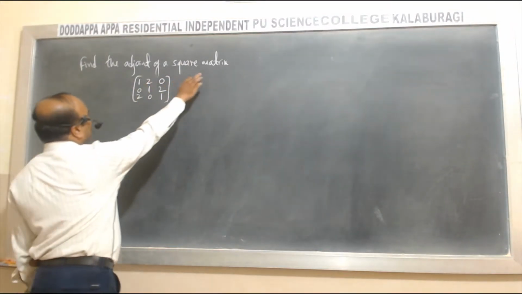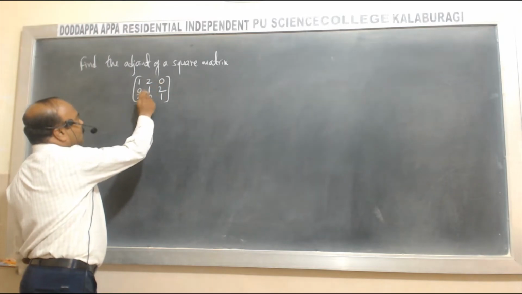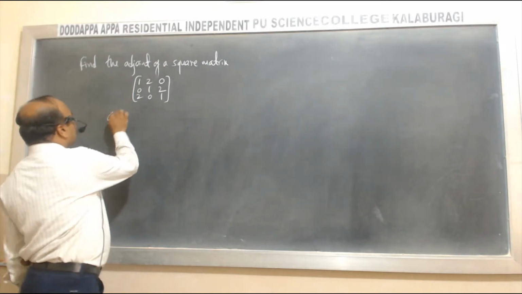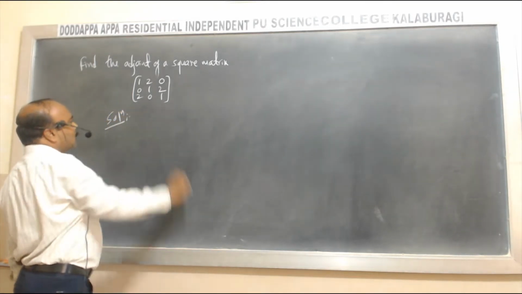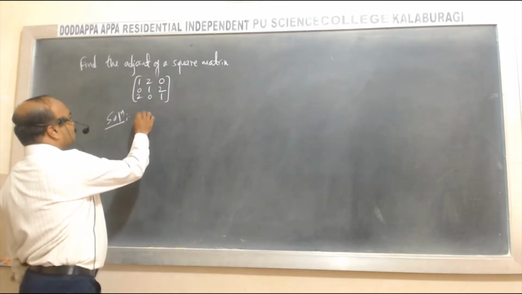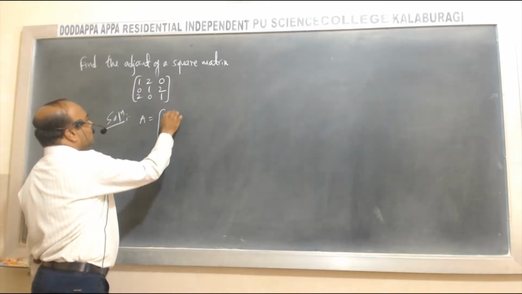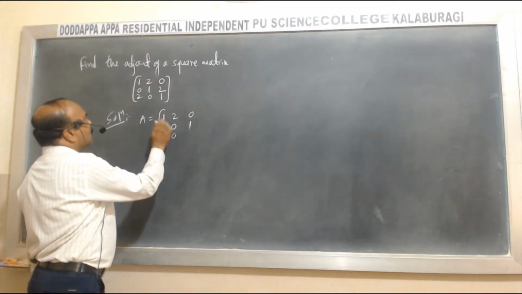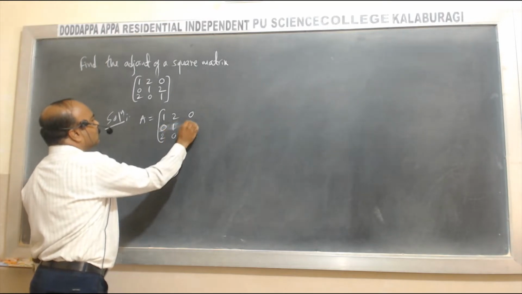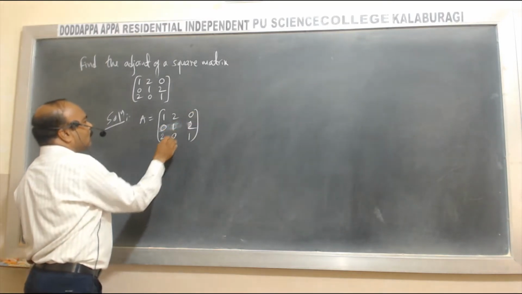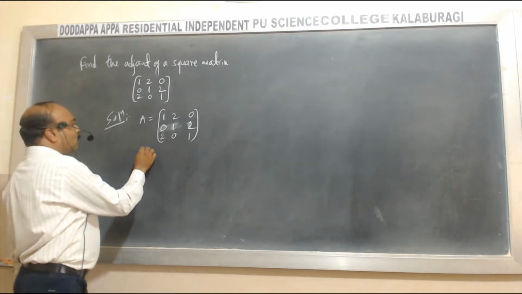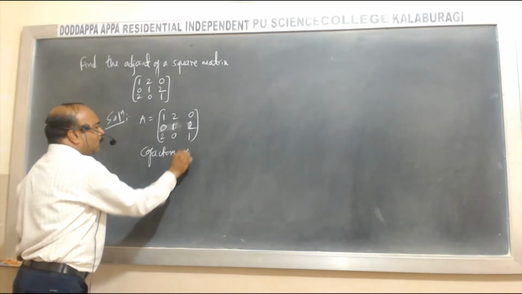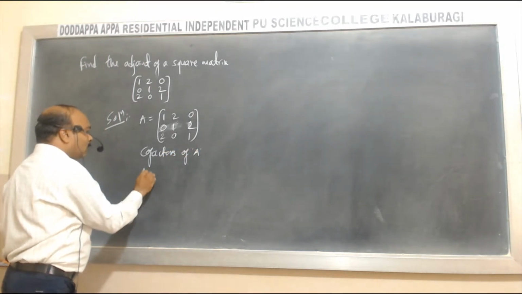Find the adjoint of the square matrix 1 2 0, 0 1 2, 2 0 1. First we calculate all the cofactors, then we calculate the adjoint of this square matrix. For that we take the matrix with first row 1 2 0, second row 0 1 2, third row 2 0 1. Now we calculate the cofactors of A.